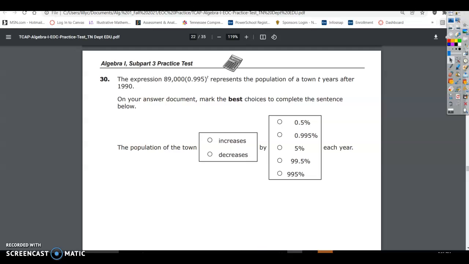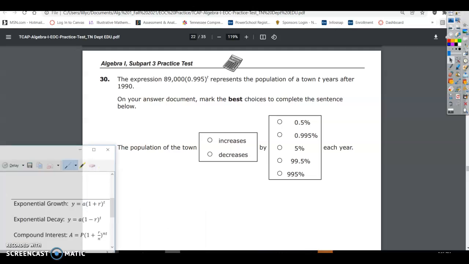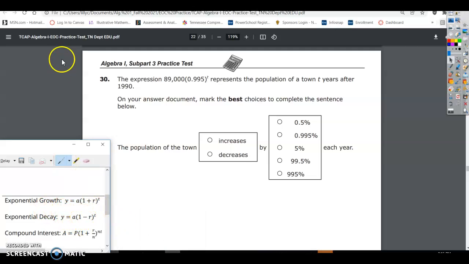Alright, so it says the population of the town either increases or decreases by what percent each year. These equations are given on the EOC again, and we just want to make sure we keep noticing that this is raised to a t power, so this is an exponential equation. This number is less than 1, which tells me that it is an exponential decay function. So we know that this is the type of function that we are looking at.